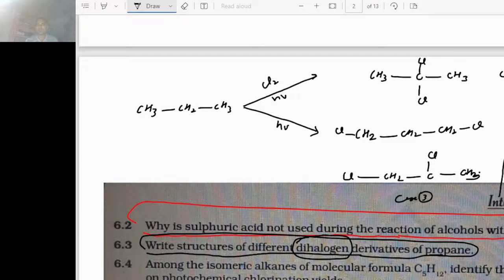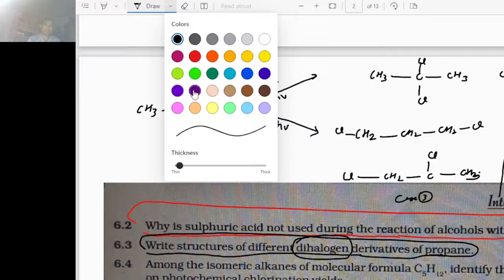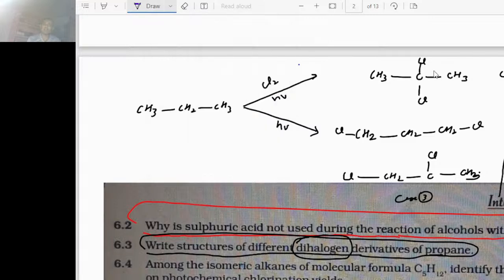What is the last case possible, student? Both the halogens can go on the first position, right? So here will be the CH, this is the CH2, and this is the CH3. If you are talking about the cases, what are the cases there? First case, both halogens on the second position. This is 1, 2, and 3. Both halogens on the second position. Both halogens on the first and third position. Both halogens on the first and second position, and both halogens on the first position.